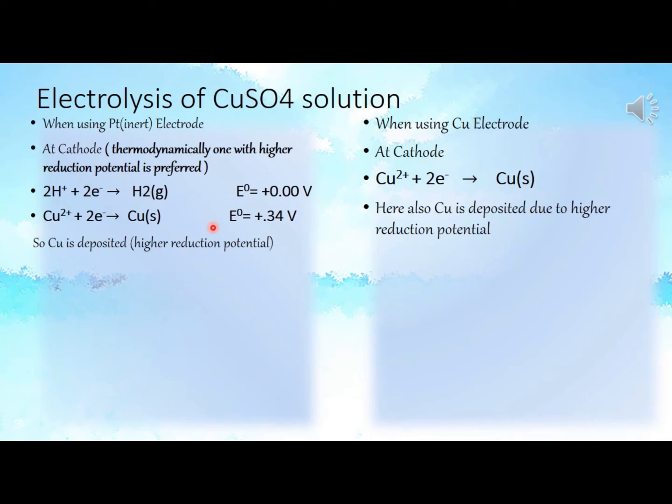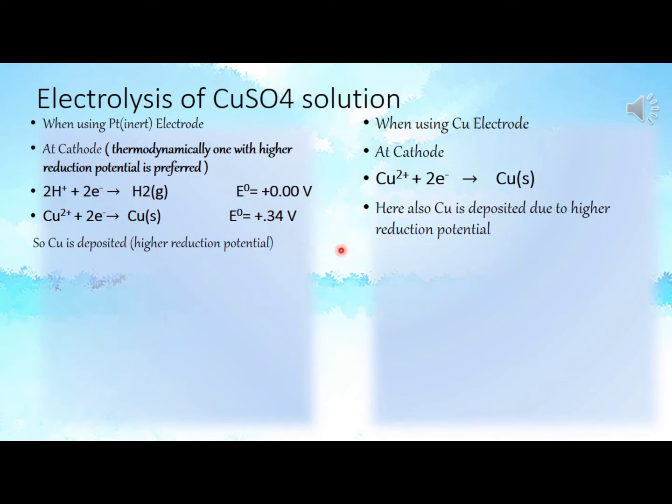Now, if you look into their standard reduction electrode potential, it is very clear that copper has higher reduction electrode potential. It's reduced in preference to H+ ions because it is a copper sulfate solution, so water is also present in the solution. In both cases, whether using platinum or copper, you can see that copper is deposited.